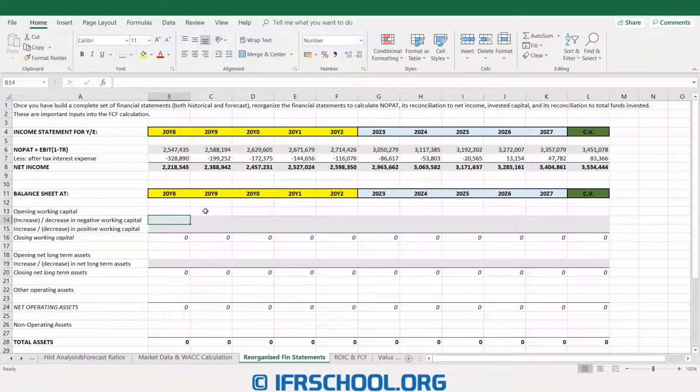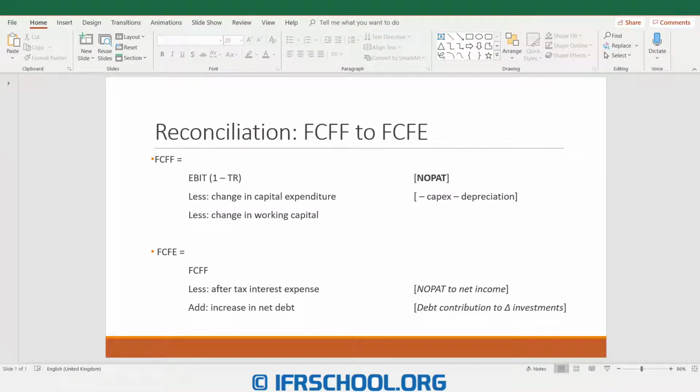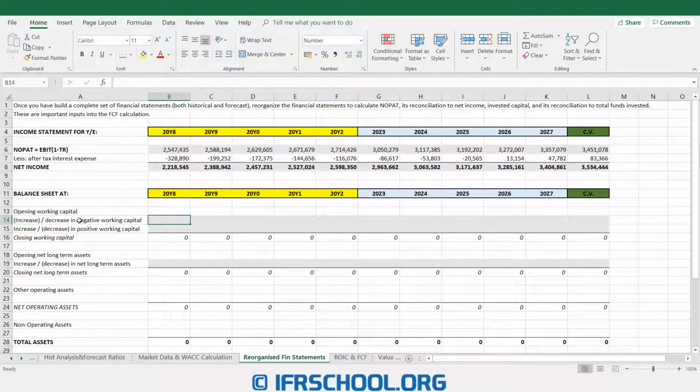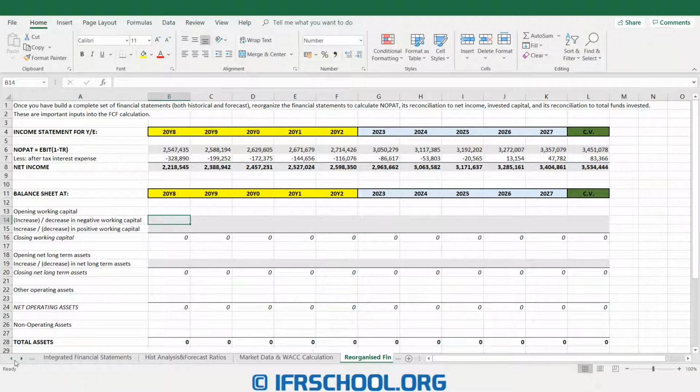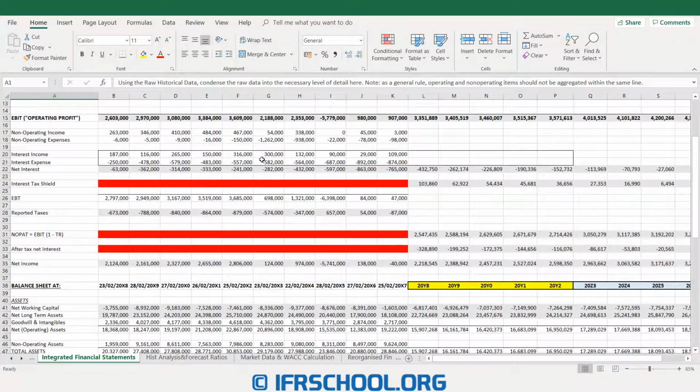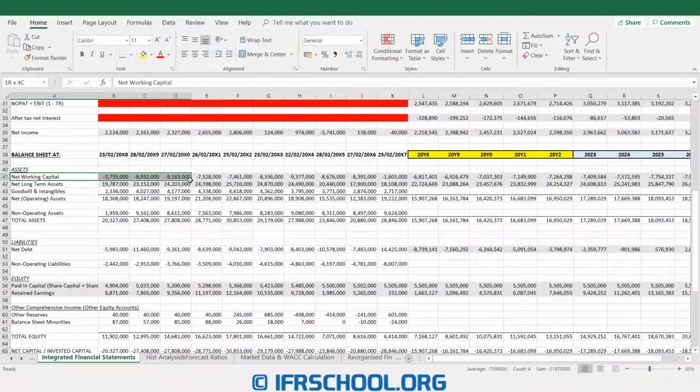We will now extract the change in working capital component that we require for the free cash flow calculations from the integrated financial statements. Remember, we need figures for the change in working capital, or the additional investment made by the company into its working capital for each year over the forecast period. We need these figures to calculate free cash flow to the firm. We will calculate the change in working capital component in this section of the worksheet. We will extract it from the integrated balance sheet using the net working capital balances.